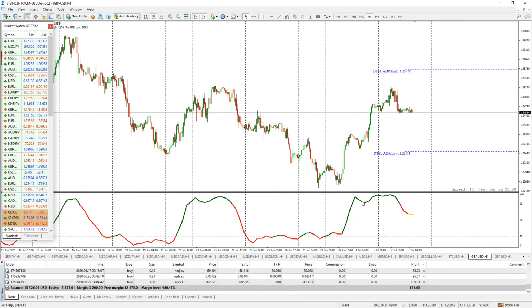So what happens if the setup is triggered when you are not on the screen? Well, too bad, right? There are other pairs to look at, and there are other days to trade as well.